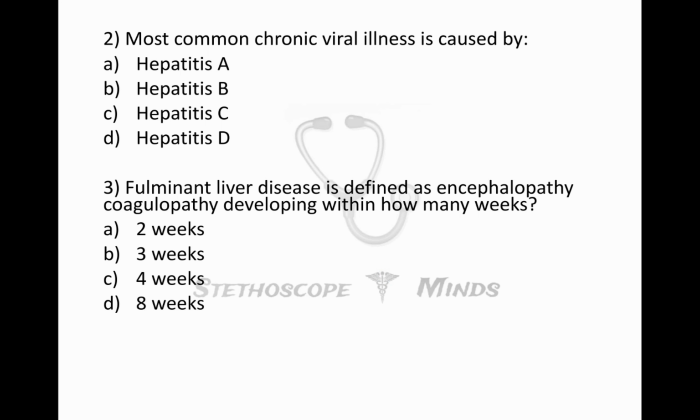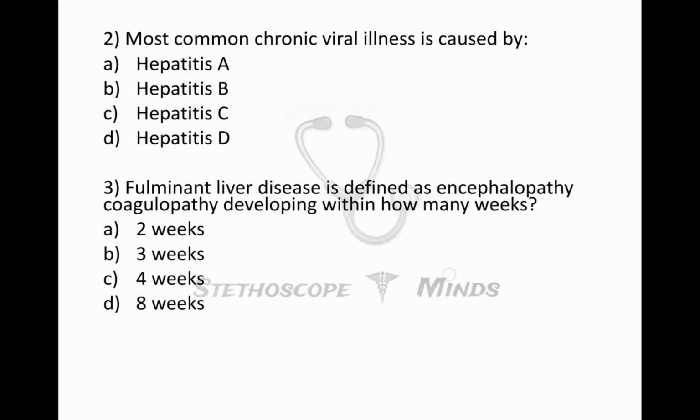Next, second one. Most common chronic viral illness is caused by. Next, third one. Fulminant liver disease is defined as encephalopathic coagulopathy developing within how many weeks? Okay, let's check the answers.